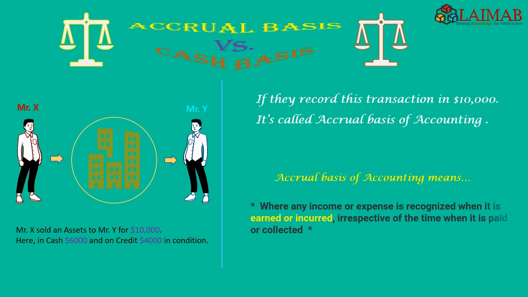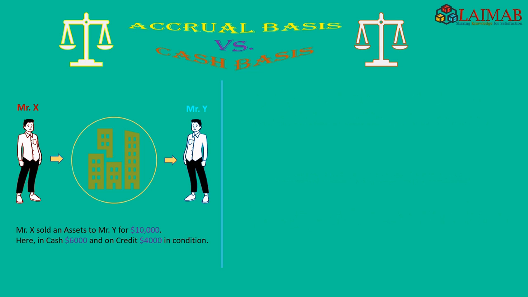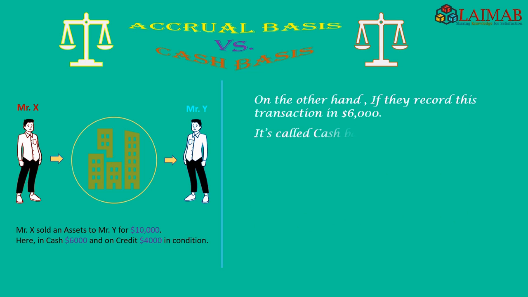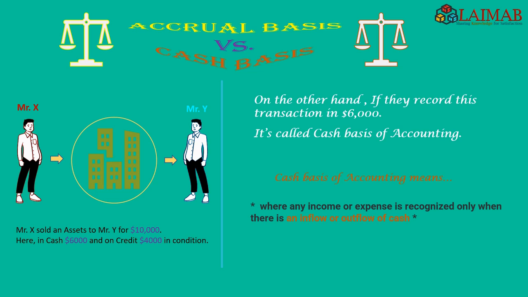Accrual basis of accounting means where any income or expense is recognized when it is earned or incurred, irrespective of the time when it is paid or collected. On the other hand, if they record this transaction as $6,000, it's called cash basis of accounting. Cash basis of accounting means where any income or expense is recognized only when there is an inflow or outflow of cash.